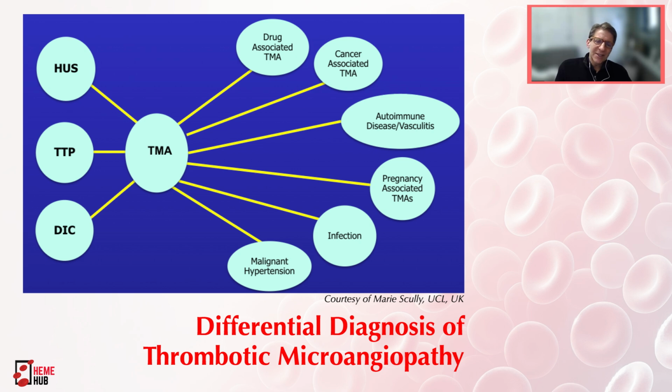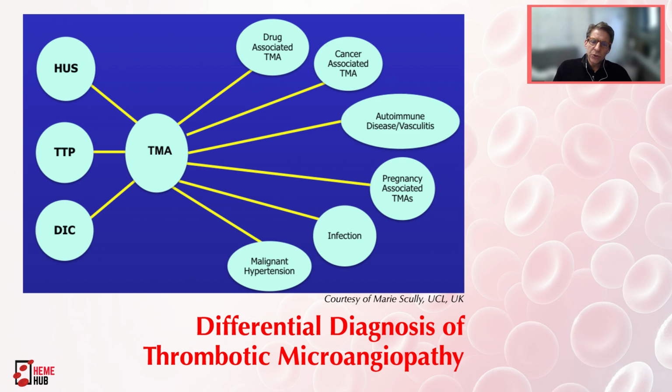As you can see here, this is a description I used from Maurice Scully, my friend, showing the different possibilities. There are a lot of things, from the very rare to the very common. Obviously, we're going to talk about TTP and atypical hemolytic uremic syndrome, which we now refer to as a complement-mediated TMA. DIC can do this. Drug-induced causes of TMA can occur. Metastatic cancer will do this. Autoimmune disorders will mimic these conditions. A lot of pregnancy issues, preeclampsia, infections, and malignant hypertension, which is a very common cause.